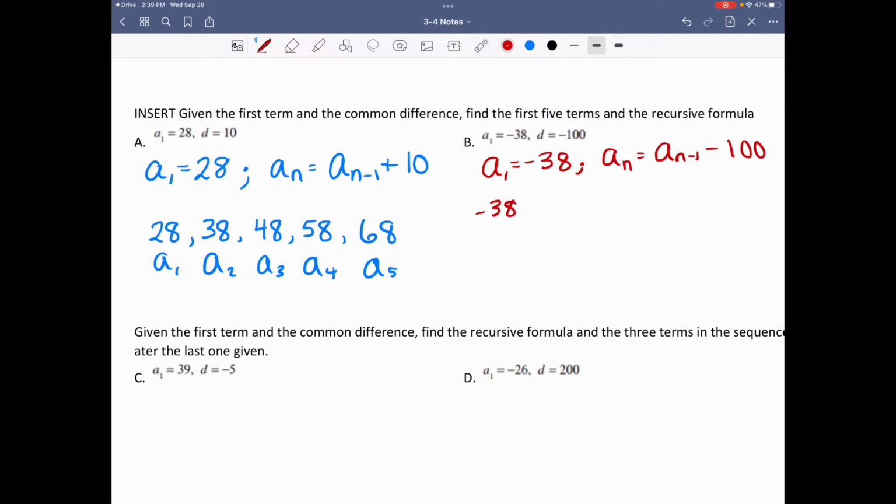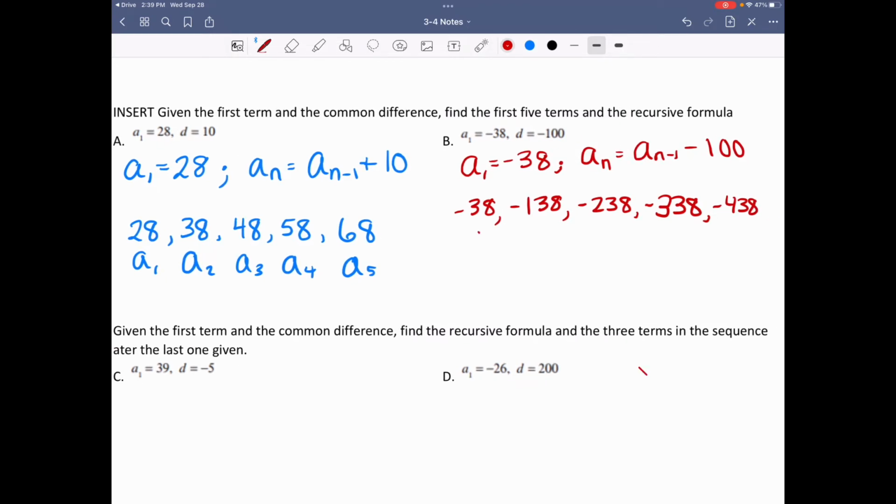So we're at negative 38. If we subtract 100, that means we're going further in debt. It's going to be negative 138, and then negative 238, negative 338, and negative 438, because we're going further in debt every 100. For every step we go down 100. And these are the first 5 terms.